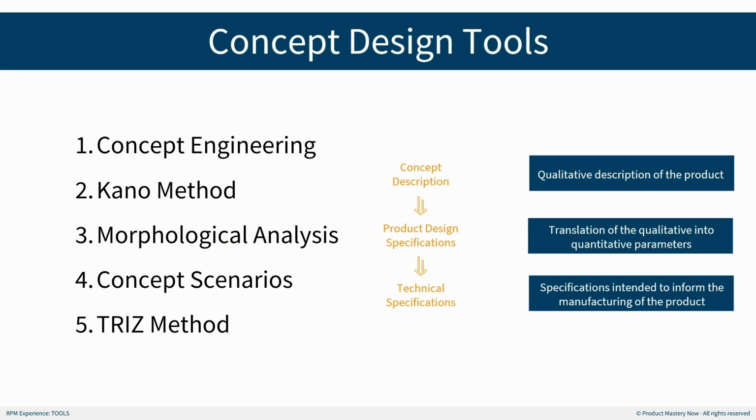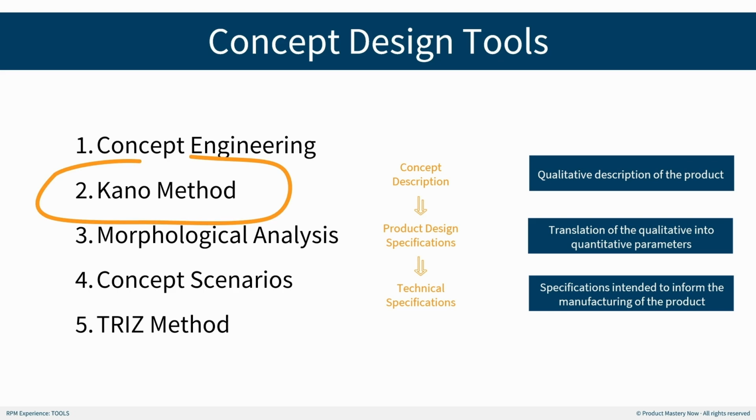And there's 5 tools that are helpful for concept design. You might have others that you add to this list, but the knowledge area covers concept engineering, the Kano method, morphological analysis, concept scenarios, and the IC method. And obviously the details of each are in the knowledge area. And so if the names don't mean anything to you, that's okay. But for this episode, let's focus on the Kano method. And I've heard this pronounced differently, and I actually don't know what the right way is. It's Kano, Kano. I'm going to go with Kano.